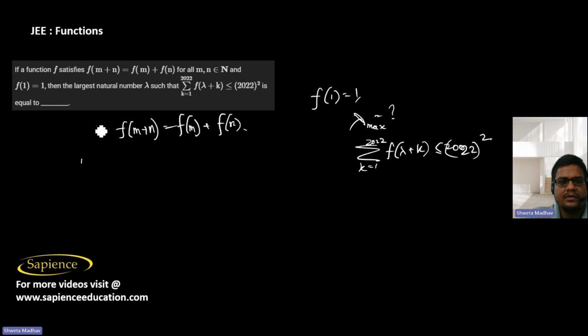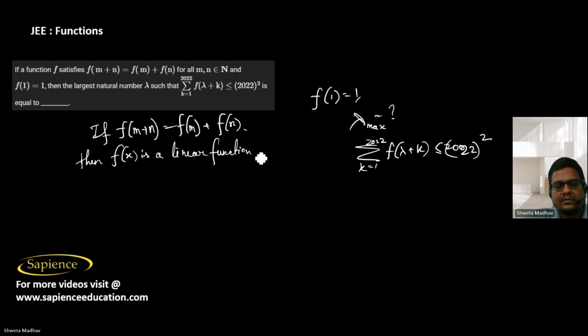So now if this happens, if f of m plus n equals f of m plus f of n, then it means that f of x is a linear function. Therefore, f of x we can tell is of the form kx.